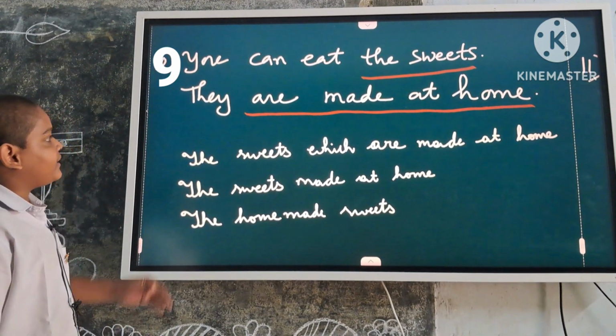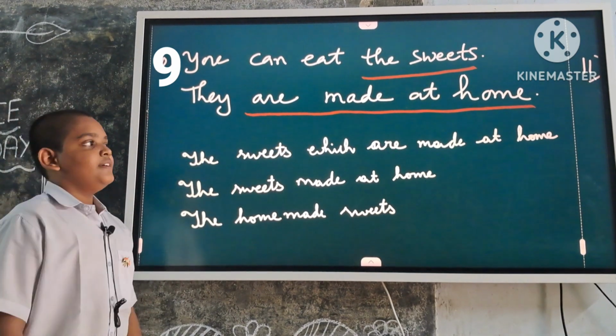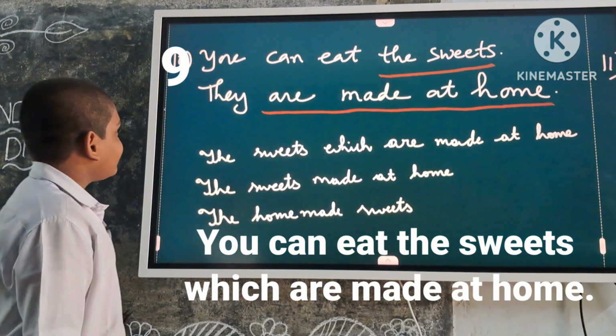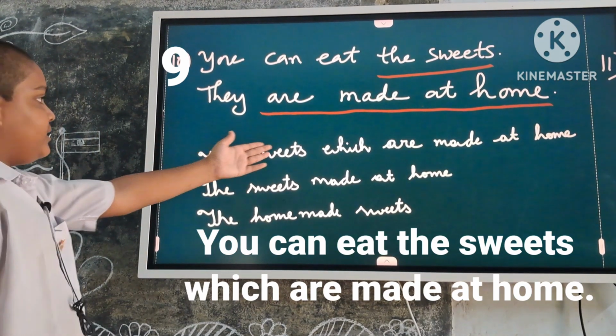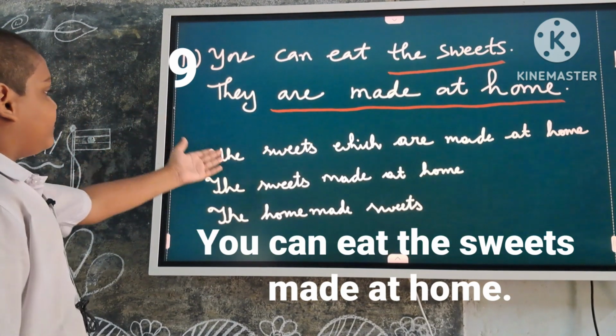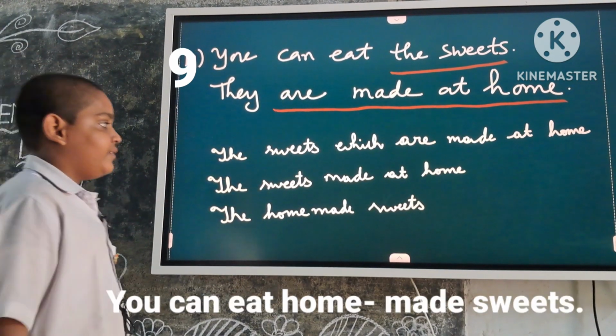Now replace the previous noun phrase with this newly formed noun phrases. We get the answers. Now the answers are: you can eat the sweets which are made at home, or you can eat the sweets made at home, or you can eat the homemade sweets.